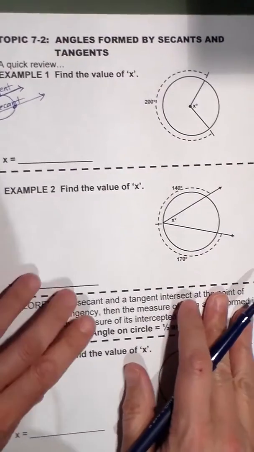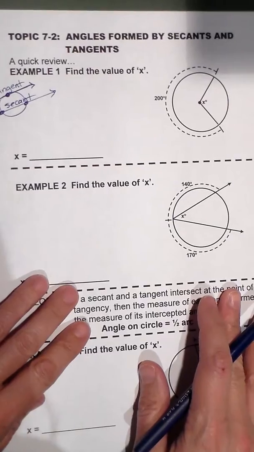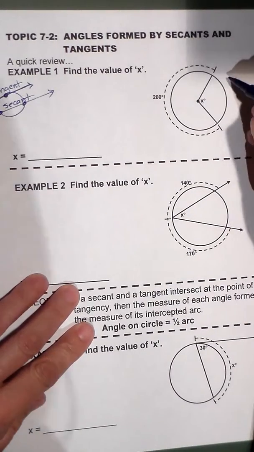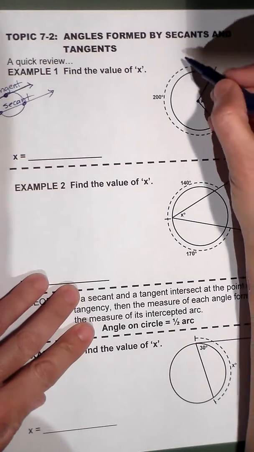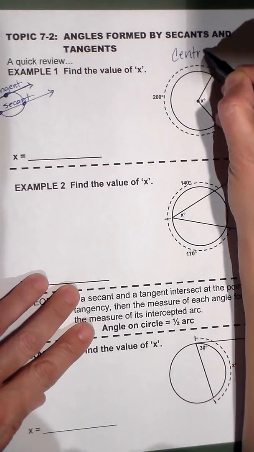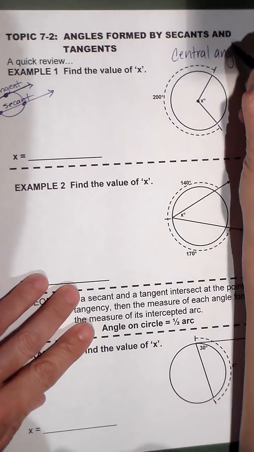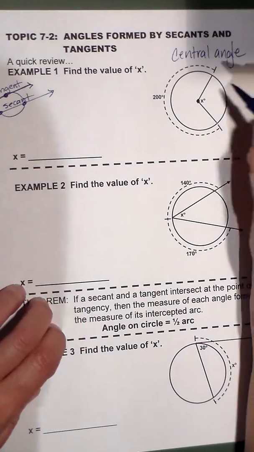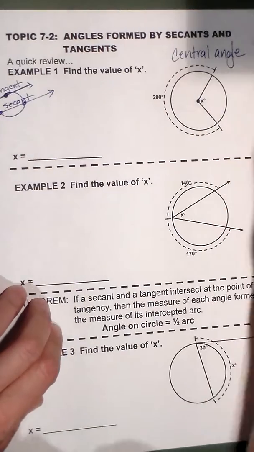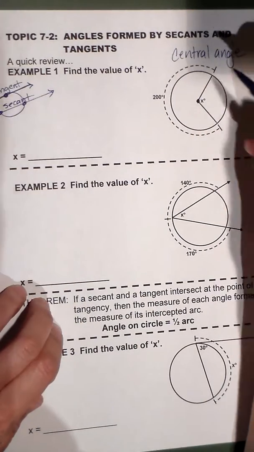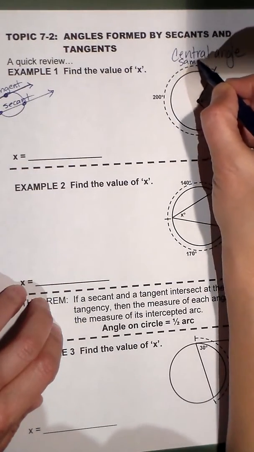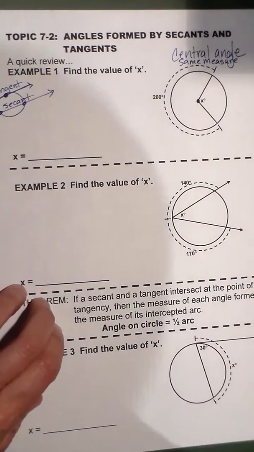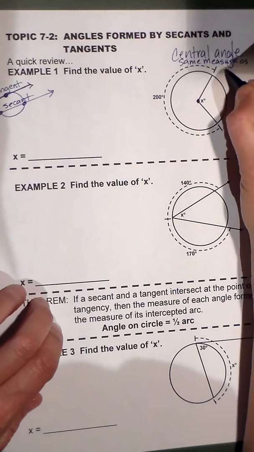So let's review here the kinds of angles we talked about. The first angle we've talked about is when it's in the center. That is called a central angle, okay? So this is your central angle. Central angles are angles whose vertex is in the center, okay? Now the central angle, remember, has the same measure as the arc it intercepts.